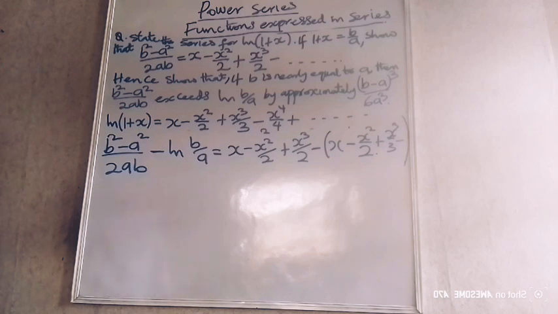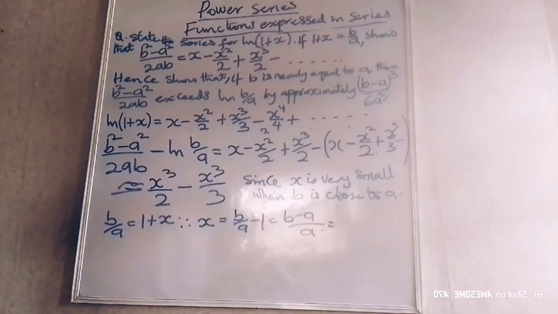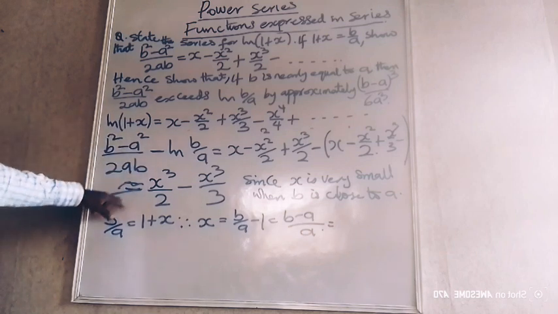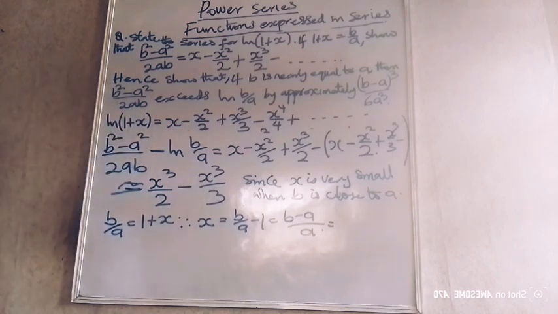So b squared minus a squared over 2ab minus ln b over a is going to give us x minus x squared over 2 plus x cubed over 2, minus, in brackets, x minus x squared over 2 plus x cubed over 3, continues like that, all in brackets. So let's solve this part and see what it gives us. You can see from here, b squared minus a squared over 2ab minus ln b over a is approximately x cubed over 2 minus x cubed over 3. And since x is very small, when b is close to a, it is approximately this, because the value of x will be very small. All other powers will be very insignificant.